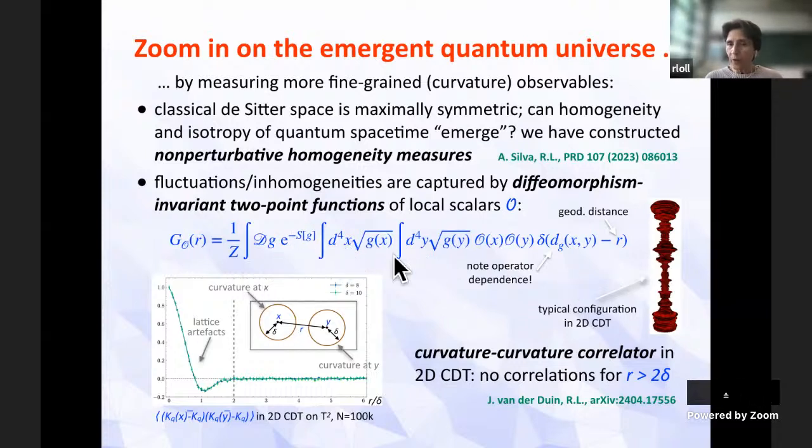What we have to look at is, give me a local scalar, like a Ricci curvature, insert it at a point X, insert it at a point Y. But of course, I'm not allowed to point to individual points. That doesn't make sense, right? So I have to integrate over all point insertions X and over point insertions Y. But in order that not all information is washed out, I force them to have exactly a geodesic distance, which is geometric, R. That's what this delta function does.